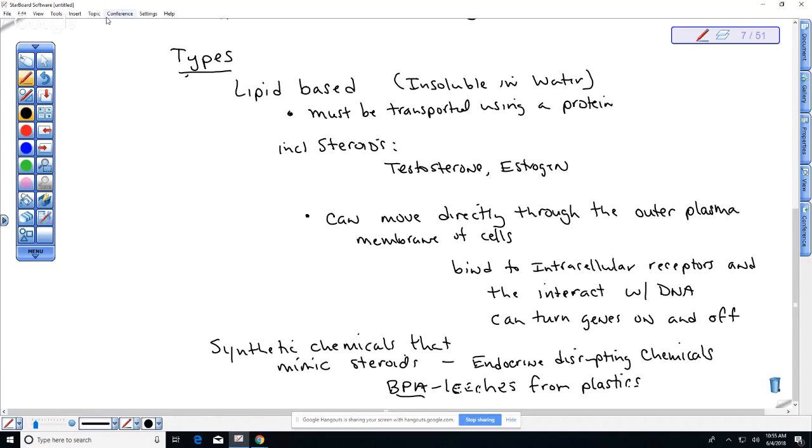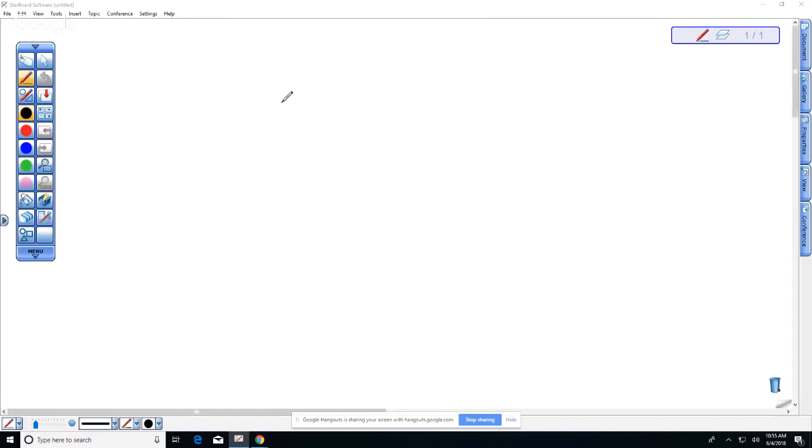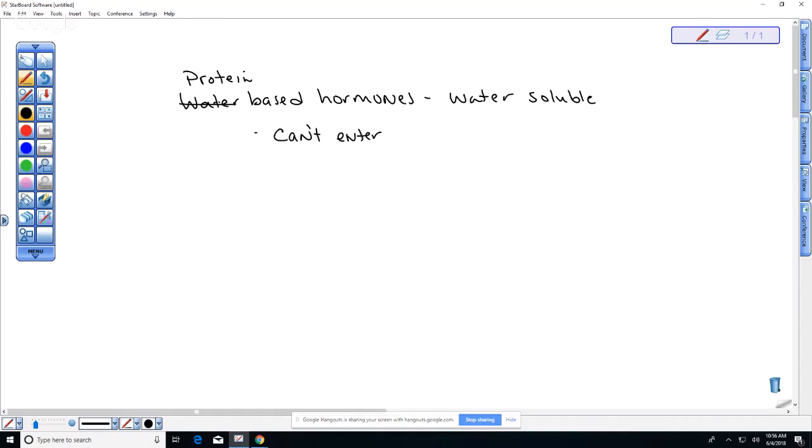Okay. So there is another type of hormone that's actually much more common. These are water-based hormones. Actually, sorry, not water-based, protein-based. Protein-based hormones, and these are water-soluble. So they do not need to be transported via a protein because they're already proteins and they're soluble in water, but they cannot enter the cell directly. So they bind to receptors on the outside of the cell.